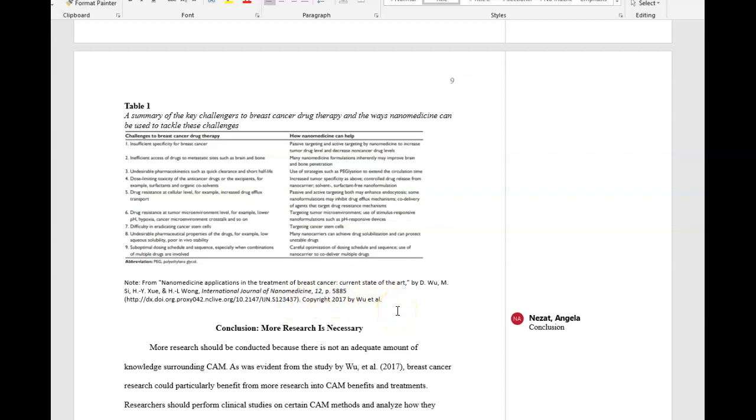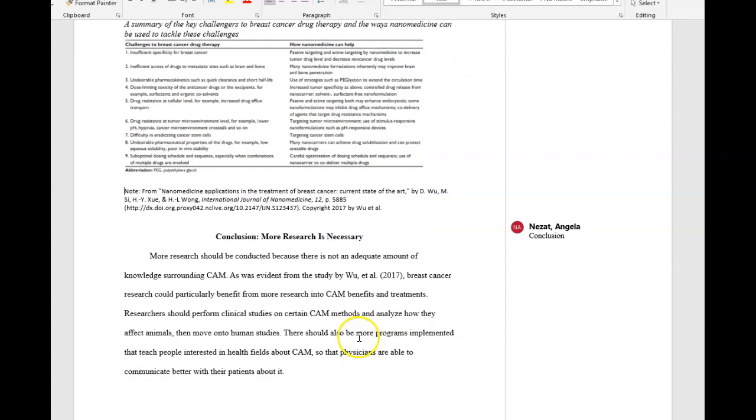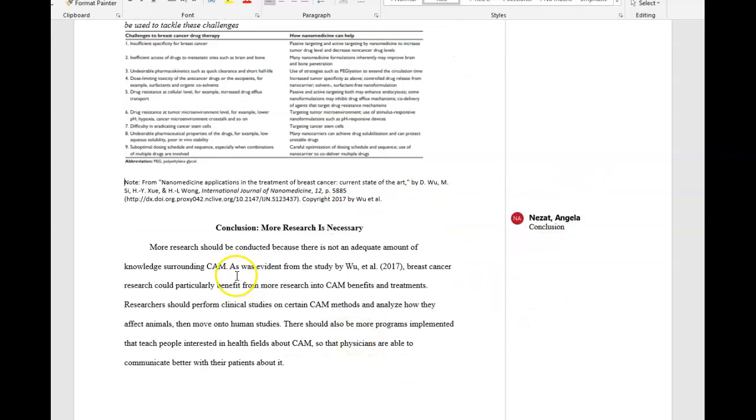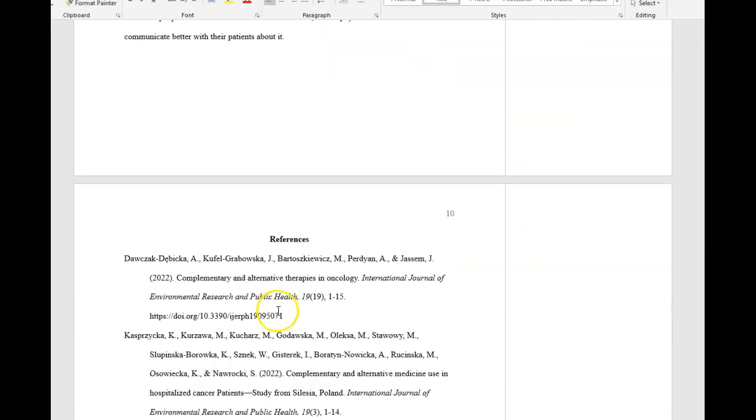You can find the copyright number on the PDF of your article. You might need to scroll to the very bottom of the article. Sometimes it's at the very beginning of the article. So you'll need to do a little searching to try to find that copyright year. All right. Then finally, you want to include the conclusion and your reference page.